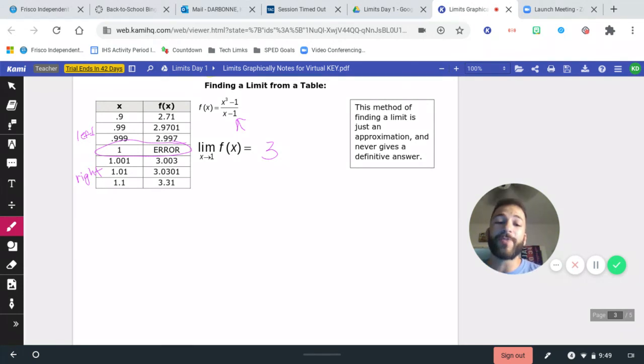Okay, so fill out the rest of these notes on your own, y'all, and then you're going to be working through the limit stations today in class. Thank you for your time.